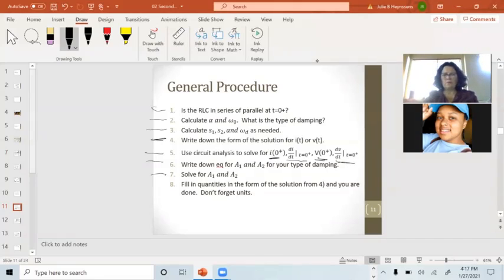Once you get to this point, you go back to the form of the solution from 4 and fill in the known quantities, A1, A2, S1, S2, omega D, alpha, whatever's in there, and you are done. Don't forget to put units at the end. It matters. It could be amps, it could be milliamps. It makes a big difference, and it could be volts, and I do take points off for that.